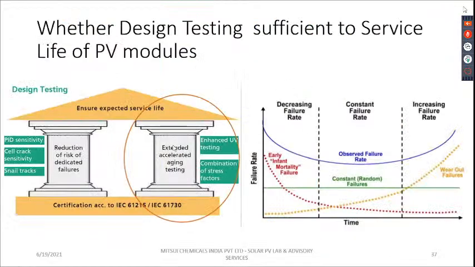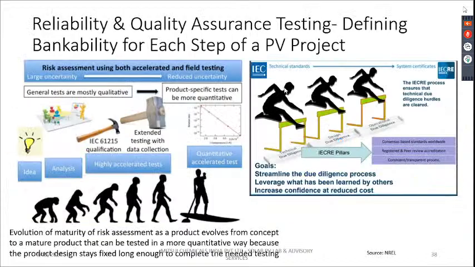I just want to quickly show you these slides. The failure bathtub curves: after power plant installation, by doing regular maintenance, O&M and so on, and keeping the power plant in good condition, we can reduce failures by maintaining at regular intervals. There are risks at every step, from designing to manufacturing, installation and commissioning. That's why IEC has made standards, from the design of the module to the design of the power plant, and even post-commissioning and O&M. At every juncture there are standards which are like gateways to the next step. If any one of these is bypassed, then the quality cannot be guaranteed.